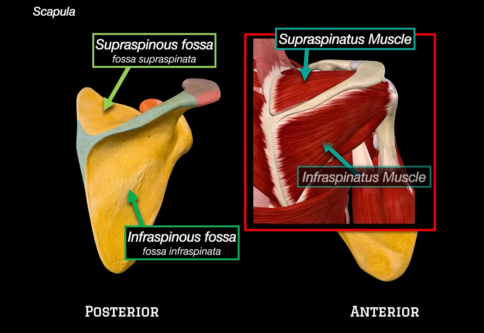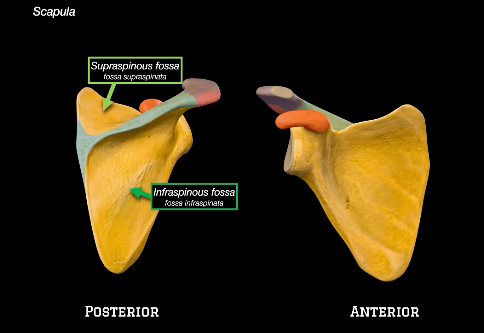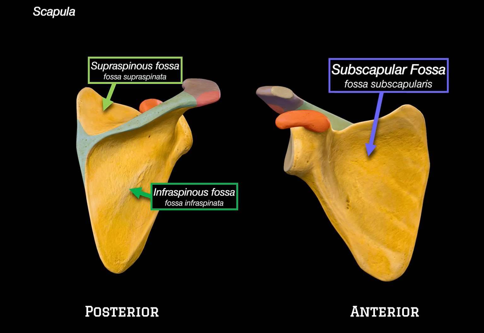Below that is the infraspinatus muscle, sitting on the infraspinous fossa. It's also part of the rotator cuff, and its job is external rotation of the humerus. Together, these rotator cuff muscles stabilize the glenohumeral joint, holding the head of the humerus firmly against the shallow glenoid cavity of the scapula. Okay, awesome. Another shallow depression we have is on the front side, called the subscapular fossa.